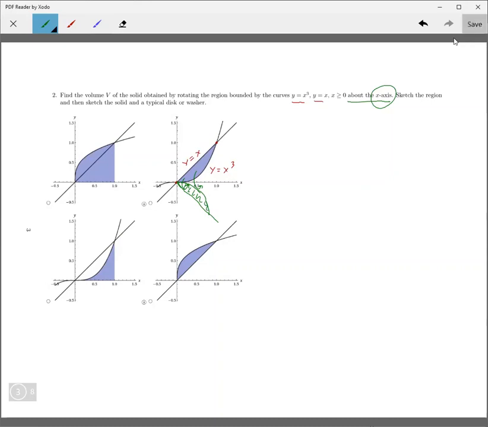Let me just go over. This will be the answer right here, by the way. This one's the answer, because this one has the same curves but it's doing the wrong region, and this one's not even y equals x cubed. It looks more like maybe y equals the cube root of x.